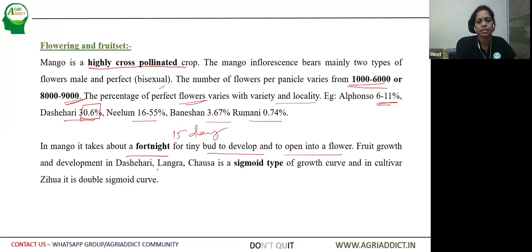Then fruit growth and development in the Sheri, Langra and Chausa varieties follows a sigmoid type of growth curve. In the Dasheri variety, it is a double sigmoid growth curve, so the growth can be seen in two peaks. Sigmoid is one single peak, and double sigmoid is two peaks. We can see this in the growth of the fruit.